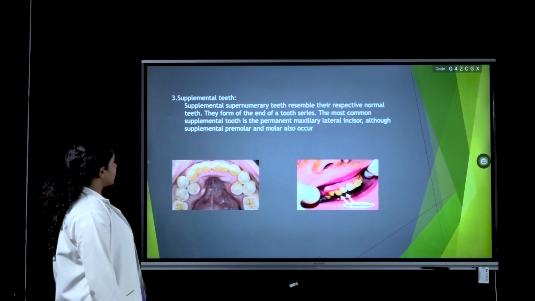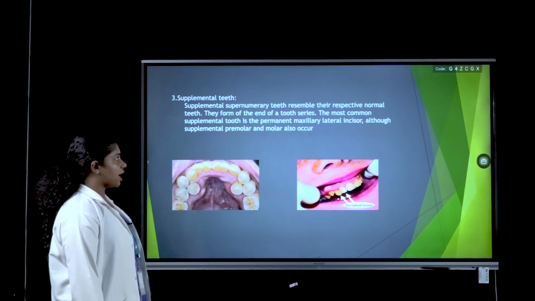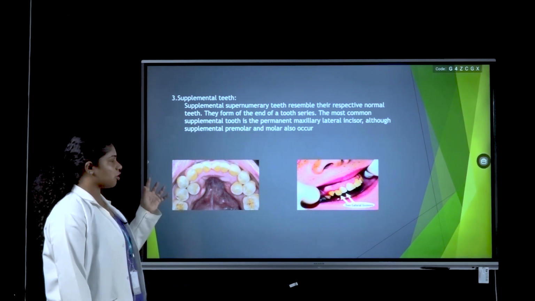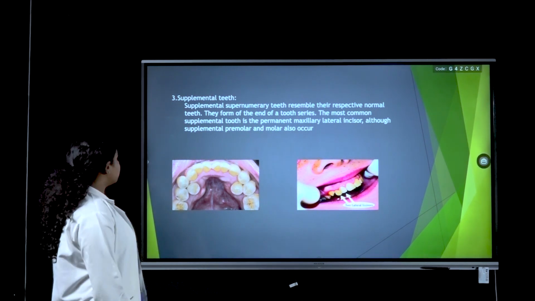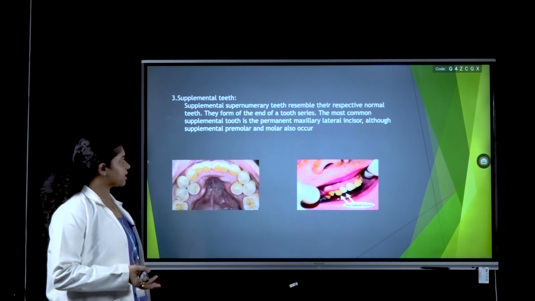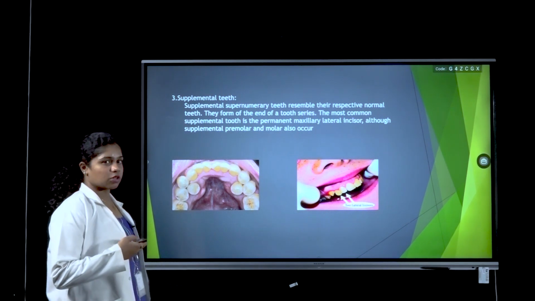Then coming to supplemental teeth. Supplemental teeth are this kind of supernumerary teeth that resemble the normal teeth. They form at the end of the tooth series. The most common supplemental teeth include permanent maxillary lateral incisors, although supplemental premolar and molar also are commonly seen.